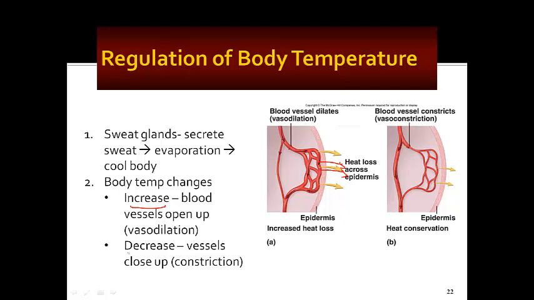When your body is cold, you actually have to keep your body heat in. Your vessels undergo constriction. Vasoconstriction, less heat. Heat is still lost, yeah, but it's actually less heat than if the vessels were dilated or opened up.